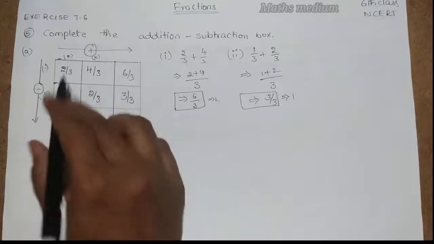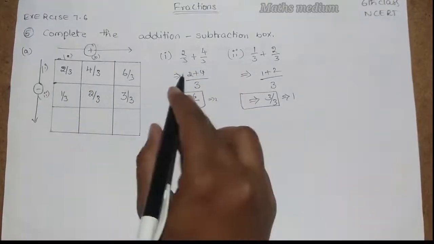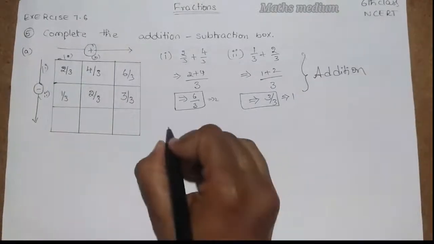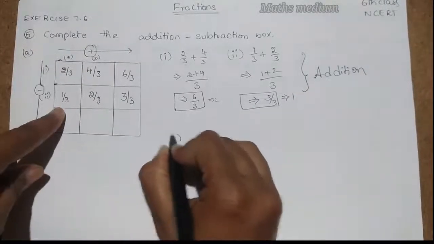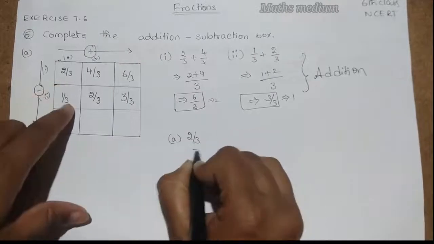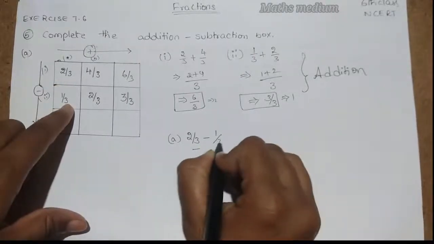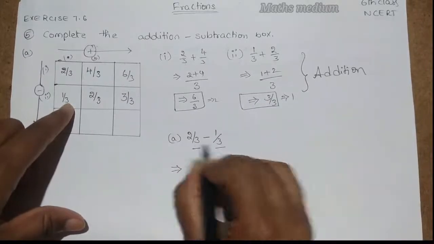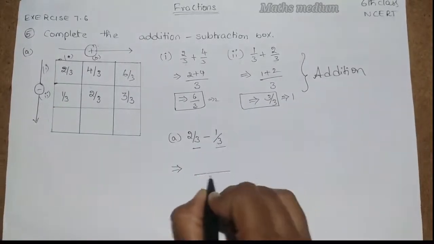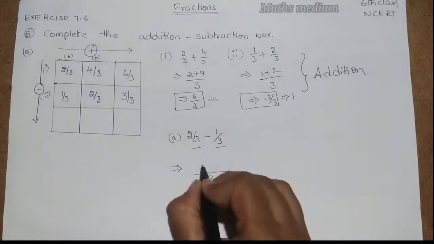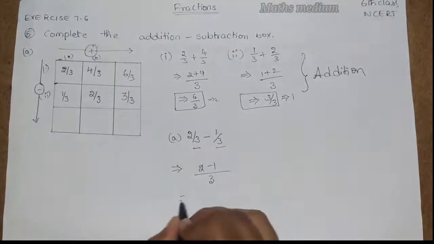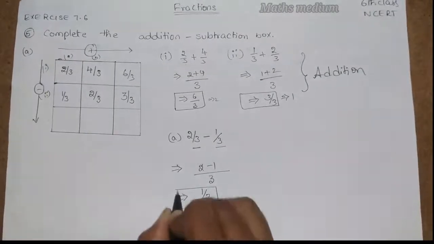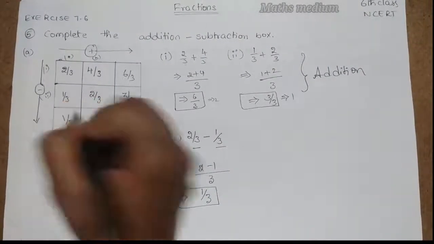Next, coming to the subtraction. So, these two are based on addition. Next, coming to the subtraction, that is A. So, 2 by 3 minus 1 by 3. Here, 2 by 3 and 1 by 3, these two denominators are the same. So, take the denominator as the same. 2 minus 1. So here we get 1 by 3. So this is the answer here.